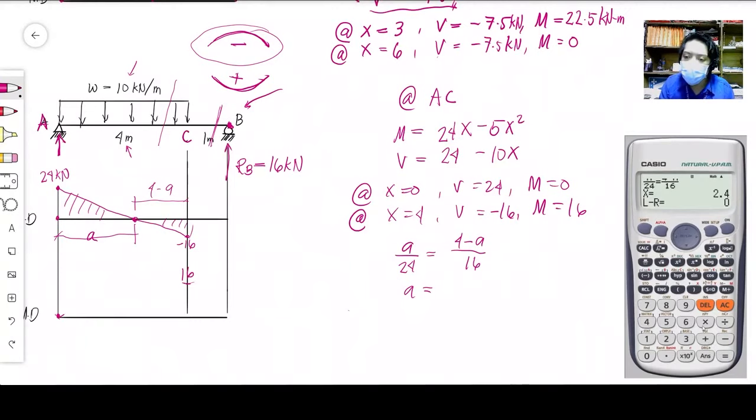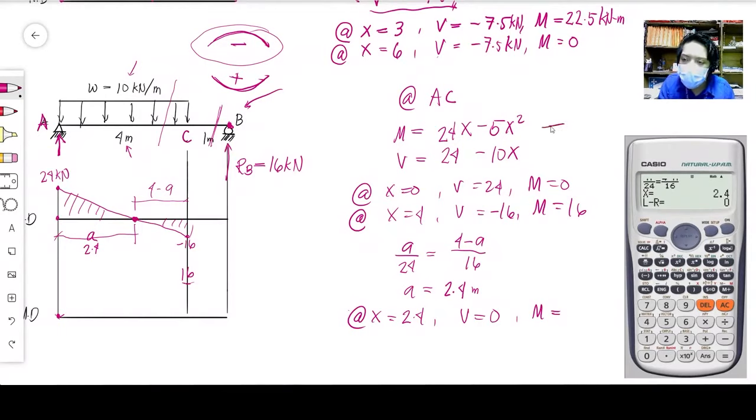Your x is 2.4, so your a is 2.4 meters. This distance is 2.4, so we need to find the moment at 2.4. At x equal to 2.4, of course your shear is equal to 0, because you already know that. And your moment is equal to, what is your moment?